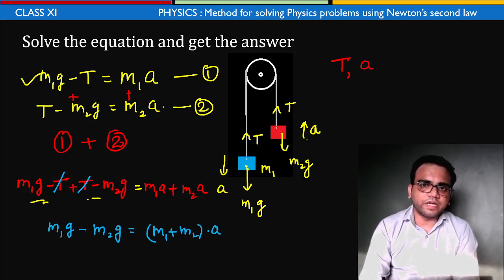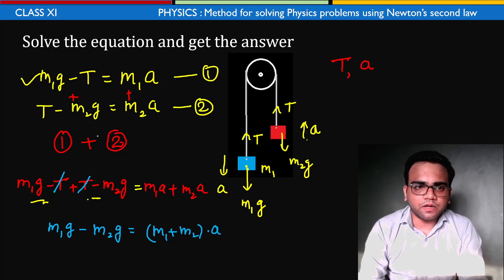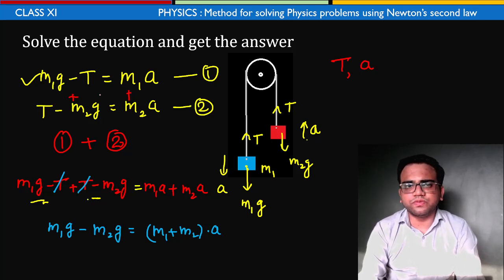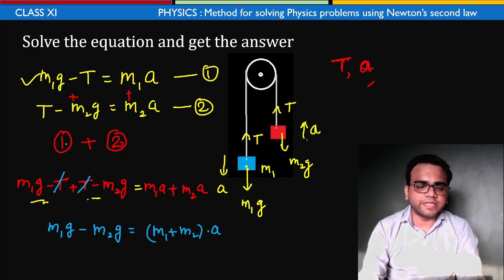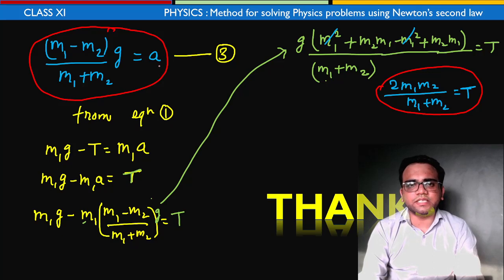We have learnt how to solve these equations in 10th standard, although I told you in detail. So there are two variables. You can see we want to find out T and a, right? So we add these two equations and find out the acceleration easily. And by finding the acceleration a, we put a in equation 1.